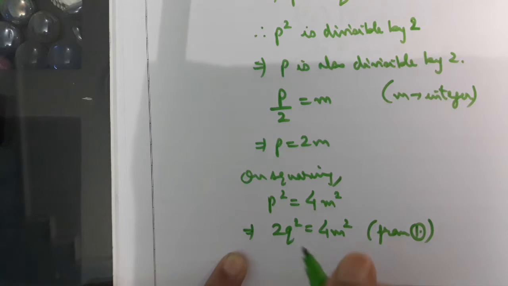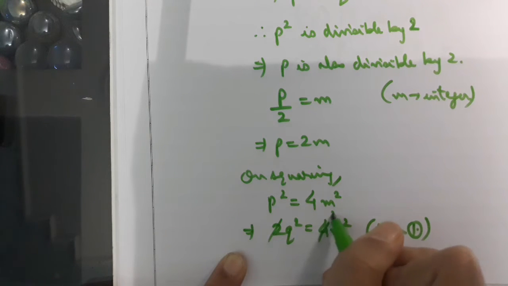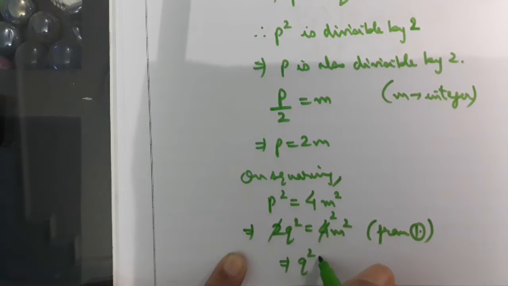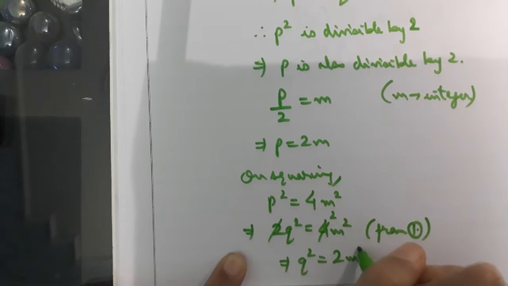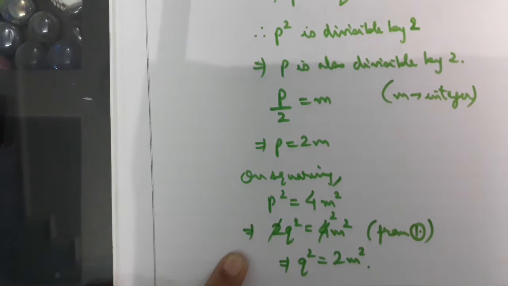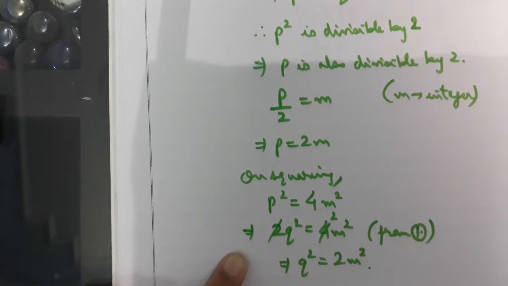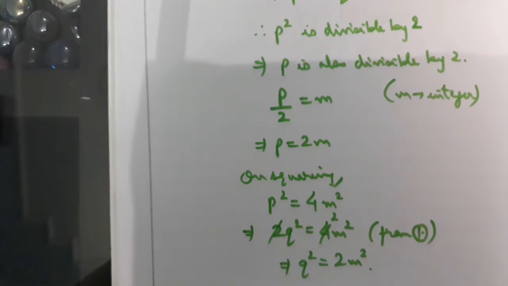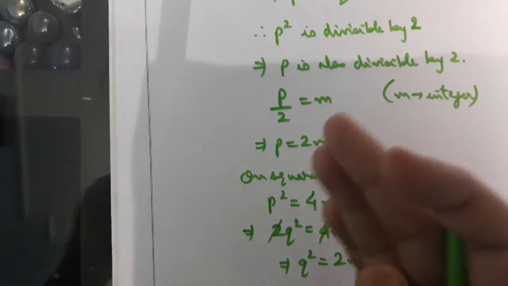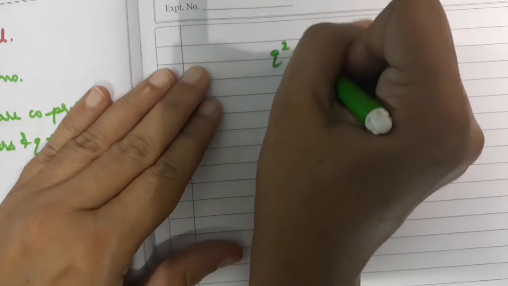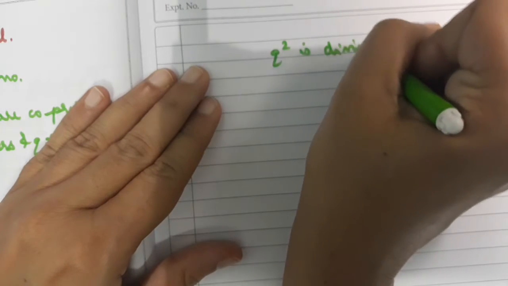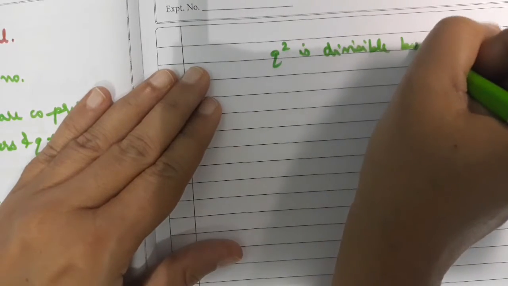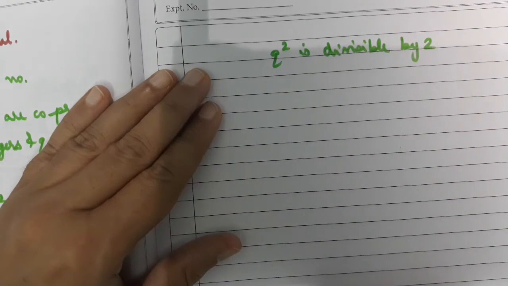And now we simplify it. 2 ones are 2 twos are. So this gives me q square is equal to 2m square. It means that q square is equal to 2 into something. So we can say that q square is divisible by 2. So over here we write down that q square is divisible by 2, and 2 is a prime number.